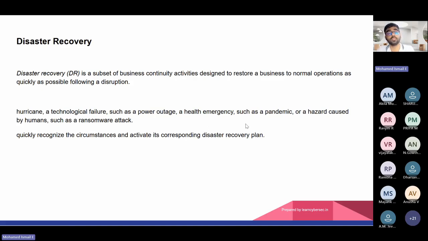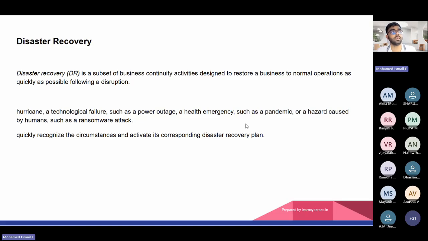So start with the disaster recovery. As I said at the beginning of the call, disaster recovery is a subset of the business continuity plan. Business continuity is a big umbrella. Under that, we have disaster recovery and incident response. Now, disaster recovery is a subset of business continuity activities designed to restore business to normal operations as quickly as possible following a disruption.